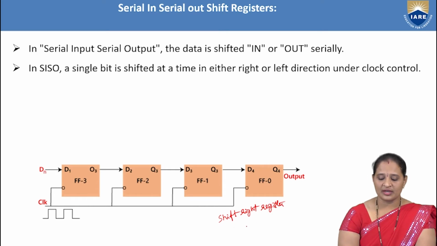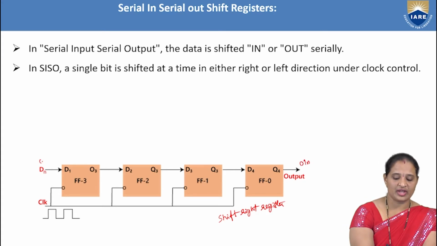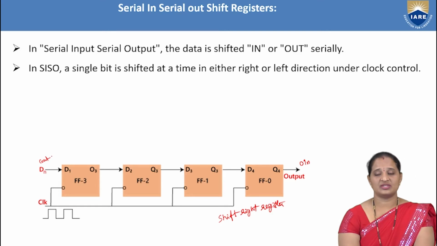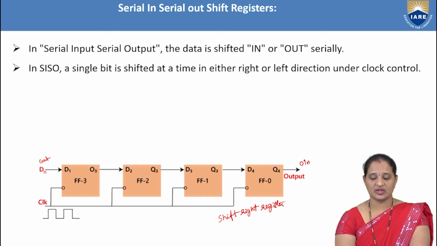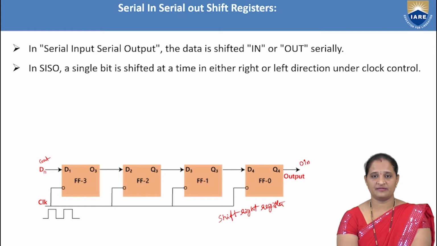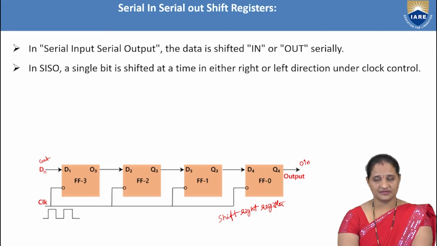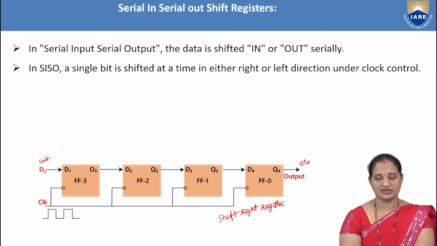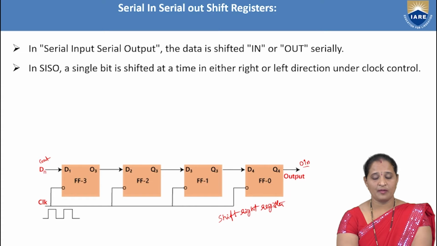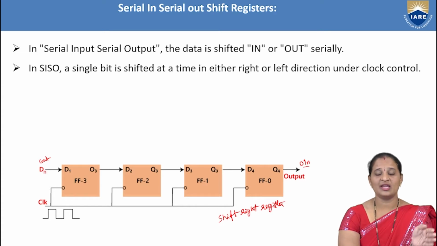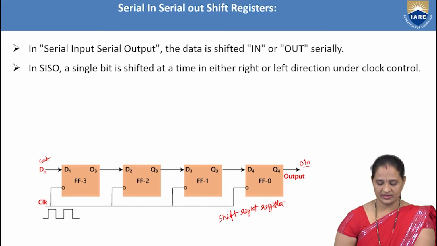If you want to convert it into shift left, then what should we do? We need to consider the data input at the rightmost flip-flop, and we have to take the output from the leftmost flip-flop. So I can convert this into either shift left or shift right. The basic structure is working as a shift right register. If I want to convert it into shift left, I have to apply the input to the rightmost flip-flop and take the output from the leftmost flip-flop. Then it will be converted into shift left. That is the only difference here.